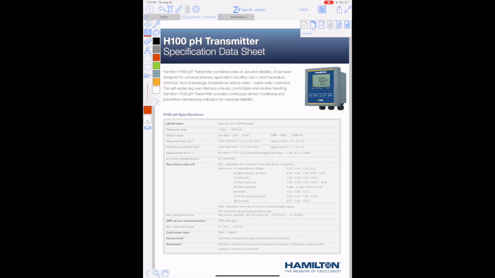In this video, we'll go over the solution of how to scale an H100 pH transmitter. For this instrument, the range is -2 to +16 pH, and that range is the physical measurand that the sensor is measuring. The output of the instrument is 4 to 20 milliamps.